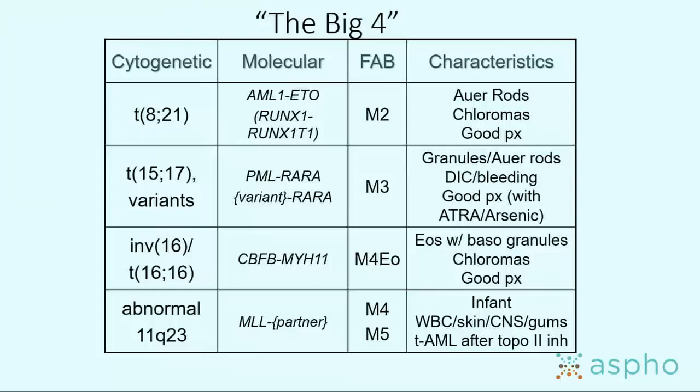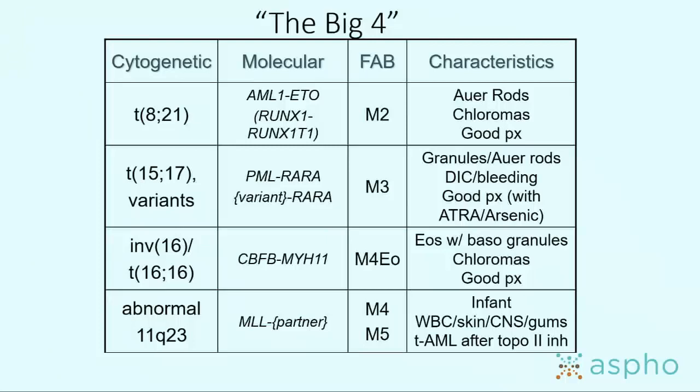Lots of granules and Auer rods in these leukemias as well. They tend to have a high incidence of DIC and bleeding. That's really important to know clinically. And these also now have a good prognosis with the introduction of ATRA and arsenic, and we'll talk more about that later.